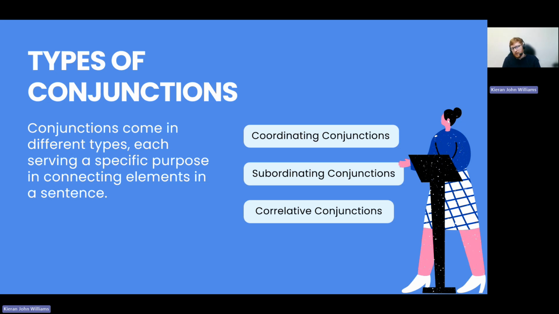Okay, so in these sessions, we're going to be having a look at three different types of conjunction, and they all have a different purpose, different words that we use. Last time out, we looked at coordinating conjunctions. As I said, check out that video if you haven't already. Today, we're going to be looking at subordinating conjunctions. And in our next session, we're going to be having a look at correlative conjunctions.